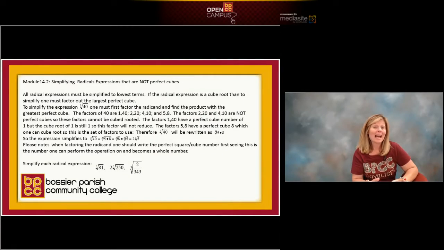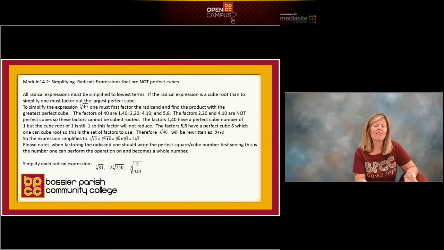Welcome back. Now that we understand how to simplify a square root that doesn't have a perfect square, now we have to simplify a cube root that doesn't have a perfect cube. And the process is the same. To simplify a radical expression, you want to find the largest factor that you can either square root, or in this case, cube root.